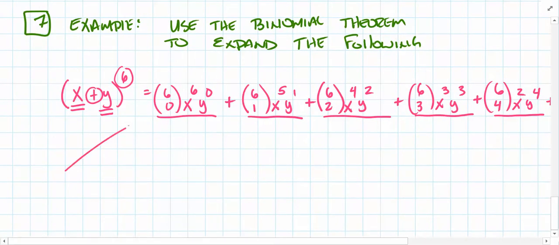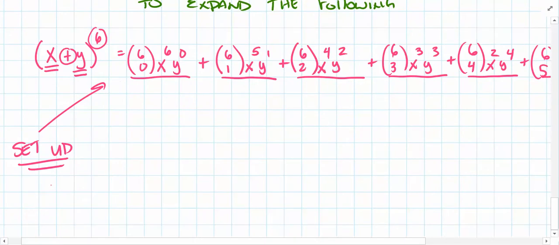This stage right here, this is what I call the setup stage. You have set everything up, okay? Once you have the setup stage, then you move on to what I call the cleanup stage.